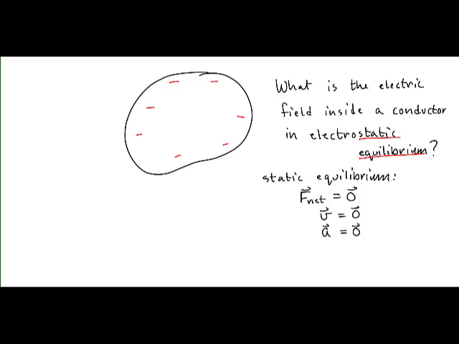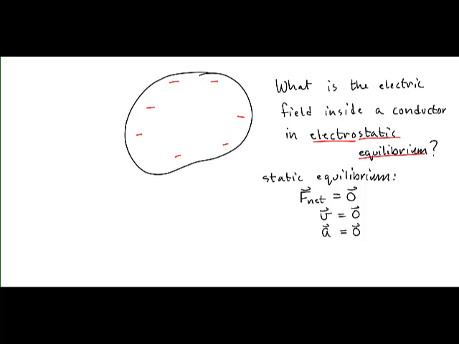The electro part of this means charge. So electrostatic equilibrium means that our charges are not moving, and the net force on each of them is zero. So what is the electric field inside a conductor in electrostatic equilibrium?